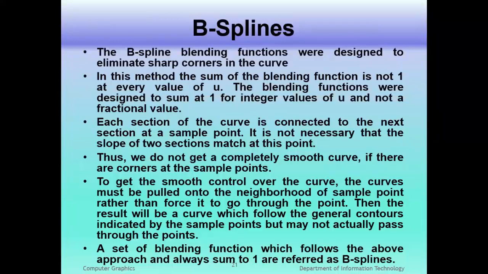Let's see B-spline in this session. We have already seen interpolation techniques to generate a smooth curve. It must pass through all sample points. It means the sum of blending functions must be 1 for every sample point, for integer values of the given figure. We may get the blending function as 1, but for fractional values we may not be able to pass the curve to the sample point.